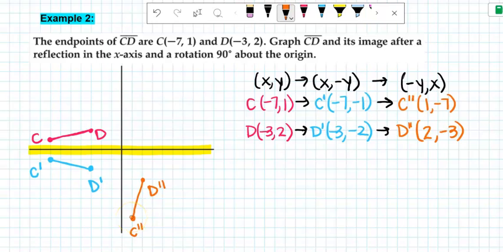The other thing is if we're rotating 90 degrees, remember that's a counterclockwise rotation. So if our original points were sitting in quadrant 3, 1 quadrant counterclockwise would put us in quadrant 4. Okay, so we know that we did that.